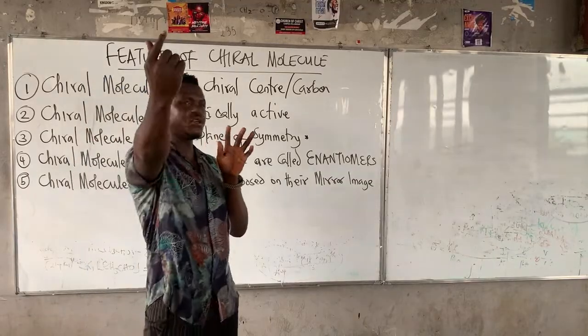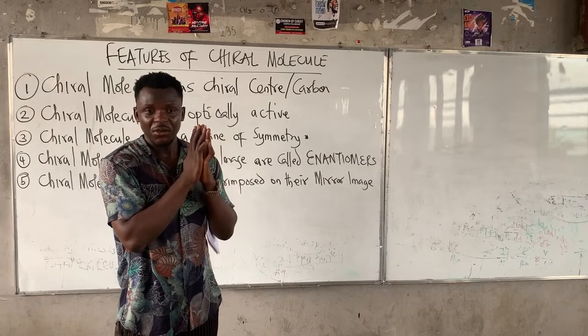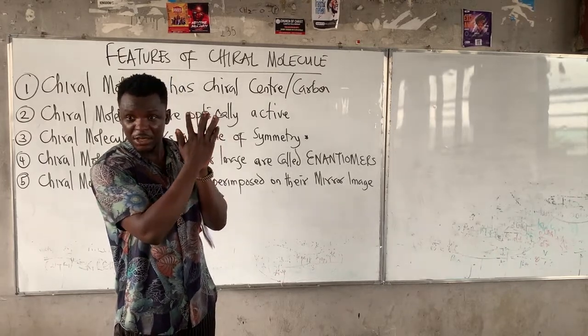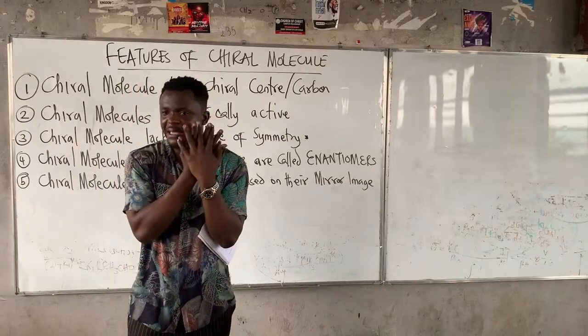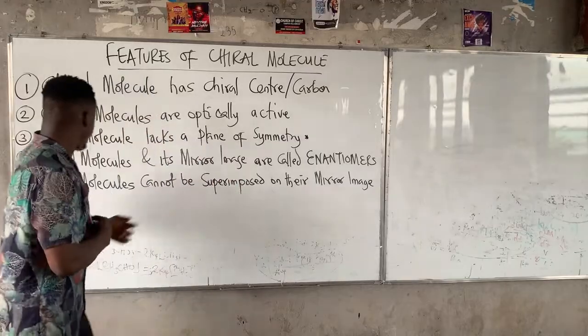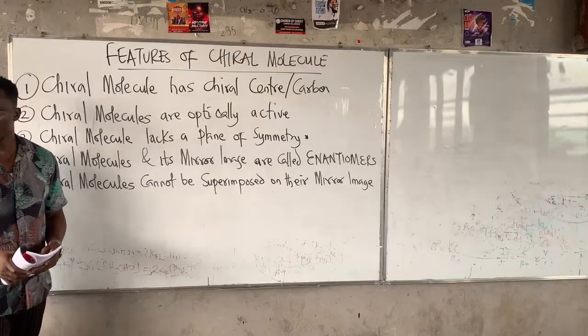Anybody looking from this direction is not going to see 10 fingers. It's going to see how many? 5. That's the meaning of superimposable. You superimpose this one on this. When you place your hands as if you're banging them, obviously if I look at it from this side, I'll know that it's 10 fingers. So, chiral molecules cannot be superimposed on their mirror image.